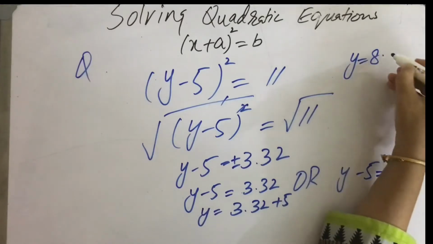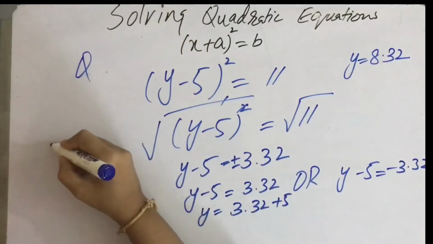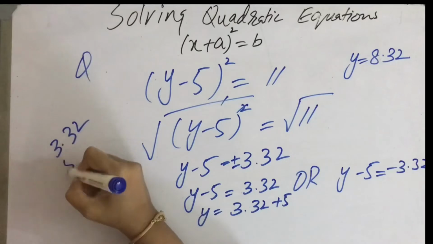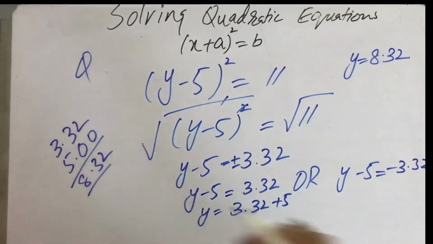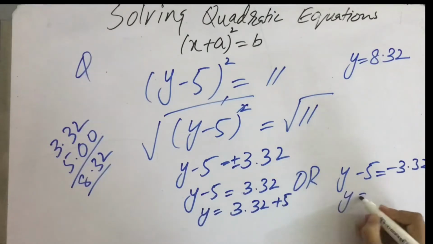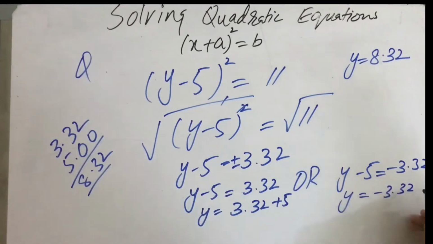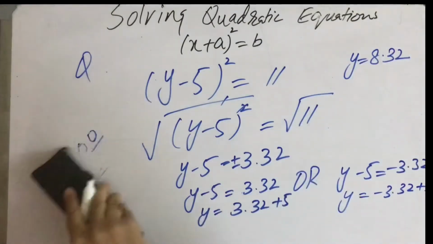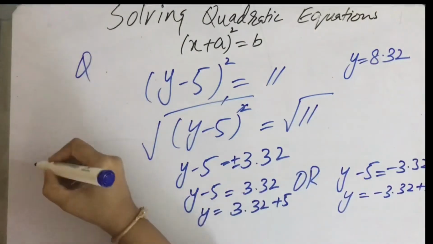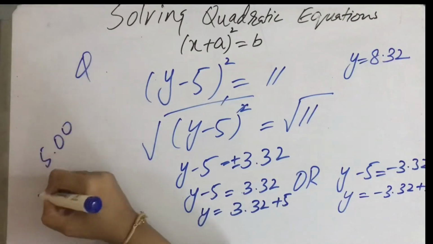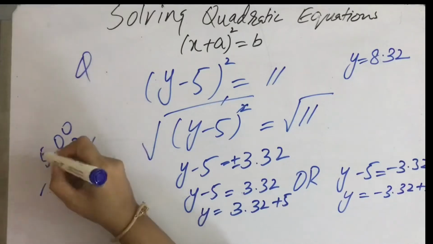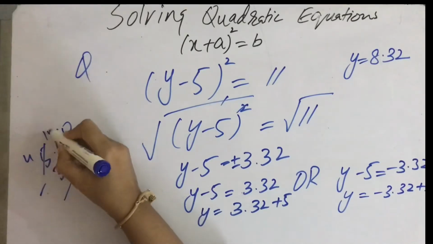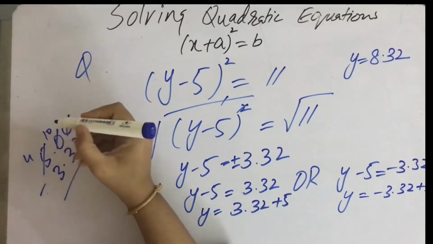5 plus 3.32 is 8.32. I hope you know how to add. You will write it 5.00, so it will be 8.32. And when you shall take negative 3.32 plus 5, you will write here 5.00 minus 3.32. You also have a calculator, you can use it, but here I am just telling you how to do decimal subtraction and addition.